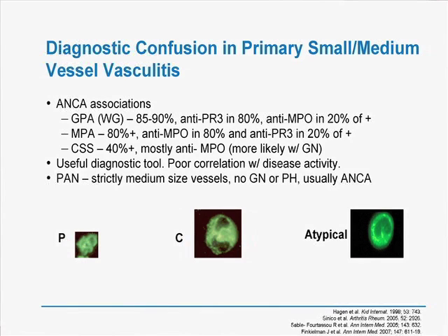A lot of people have the misinclination that PAN, polyarteritis nodosa, is an ANCA-positive disease, and it is not. It is different from these because those diseases that I just mentioned, GPA, MPA, and Churg-Strauss, they're small and medium-sized vessels, whereas PAN is strictly a medium-sized vessel disease, and it is not ANCA positive. It is not associated with glomerulonephritis or pulmonary hemorrhage.